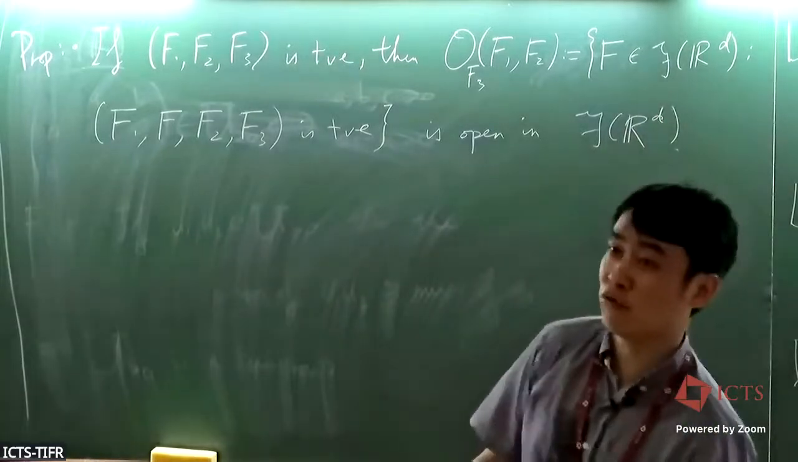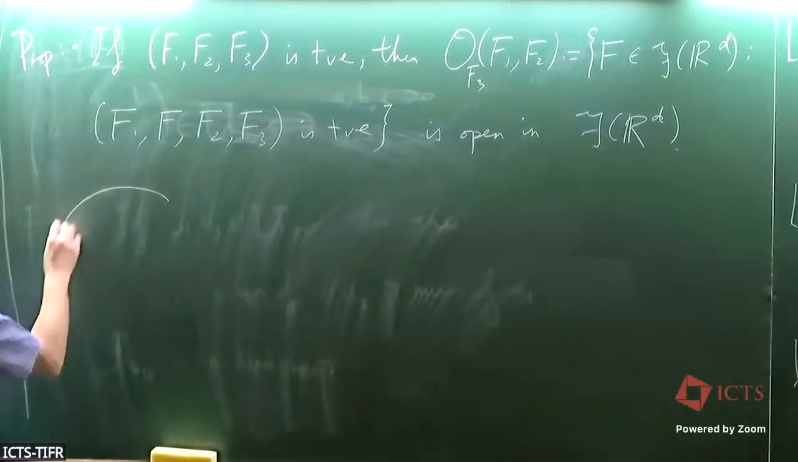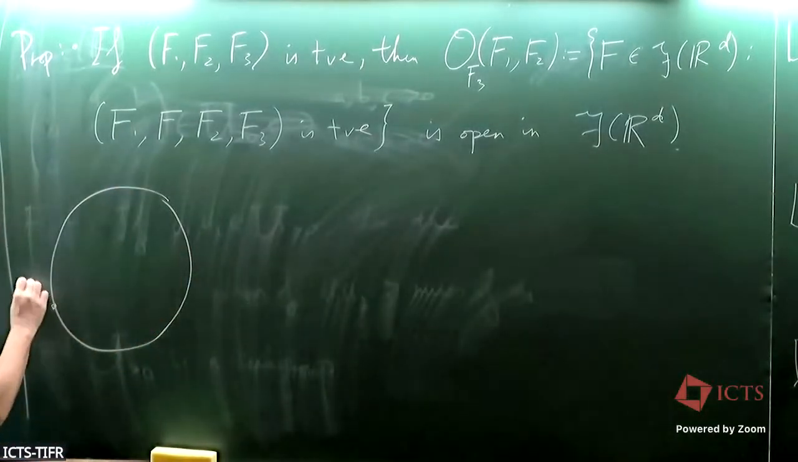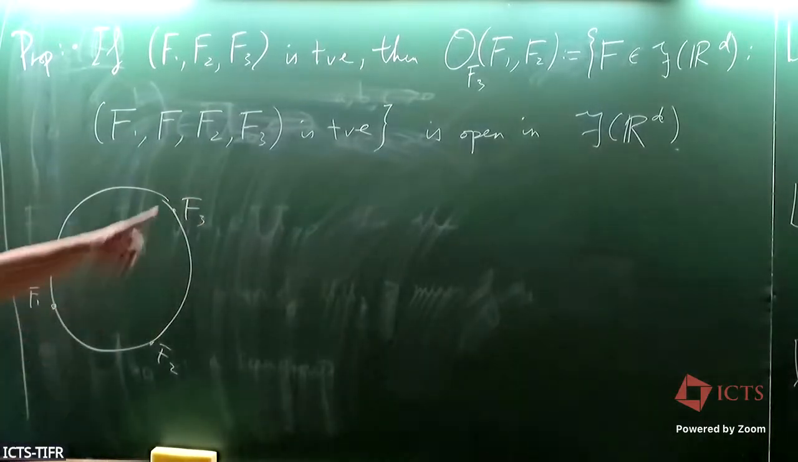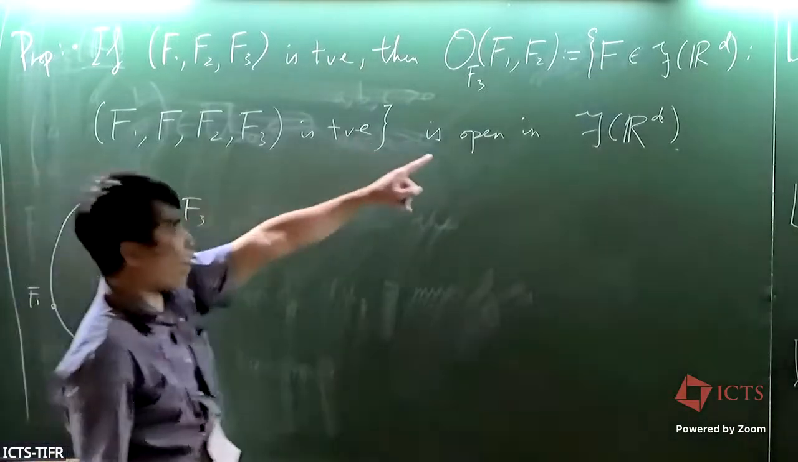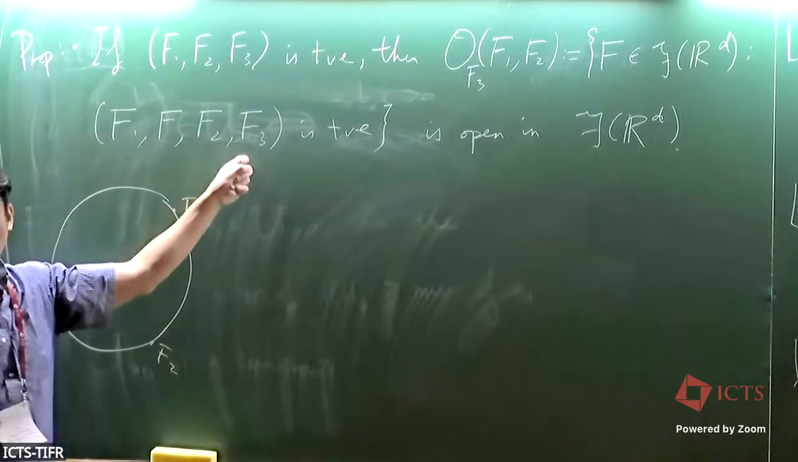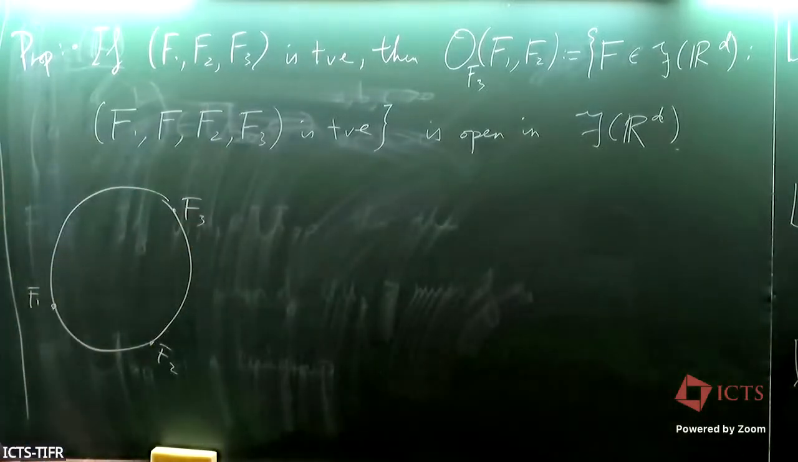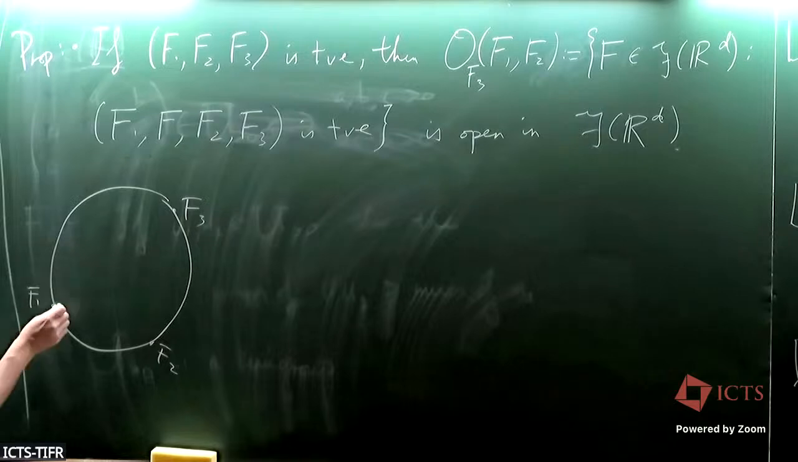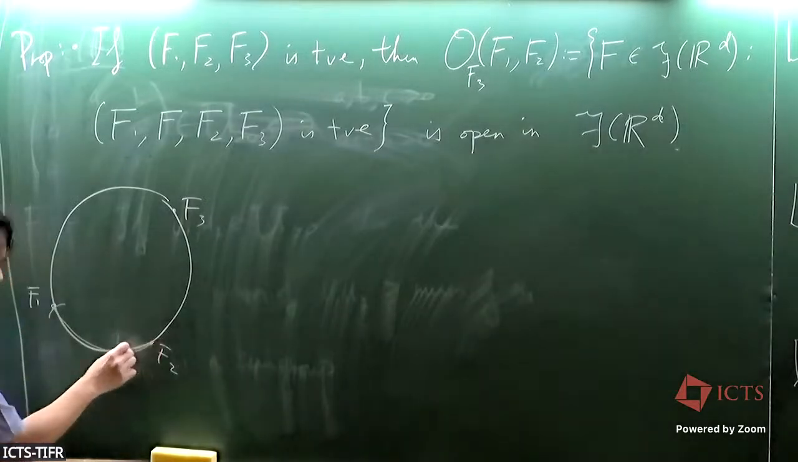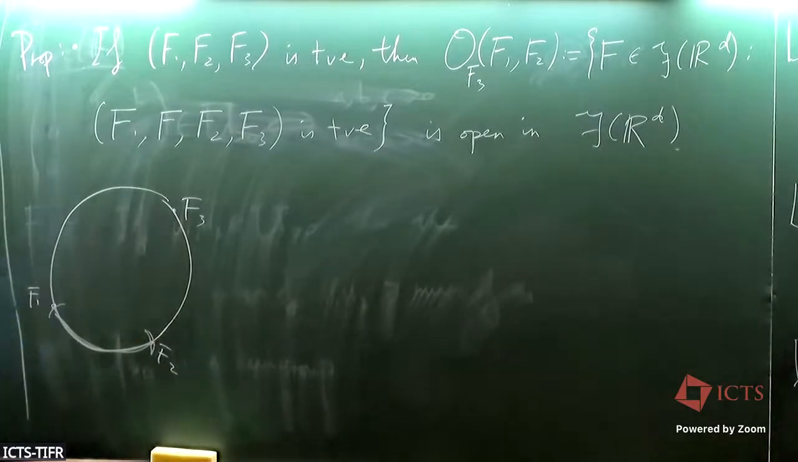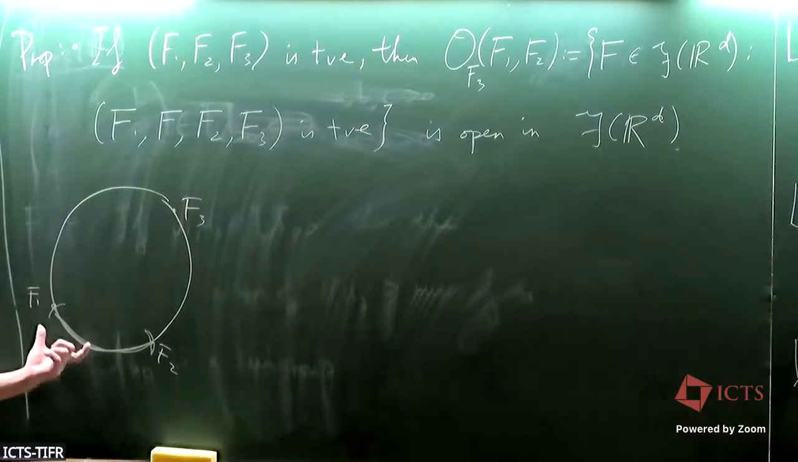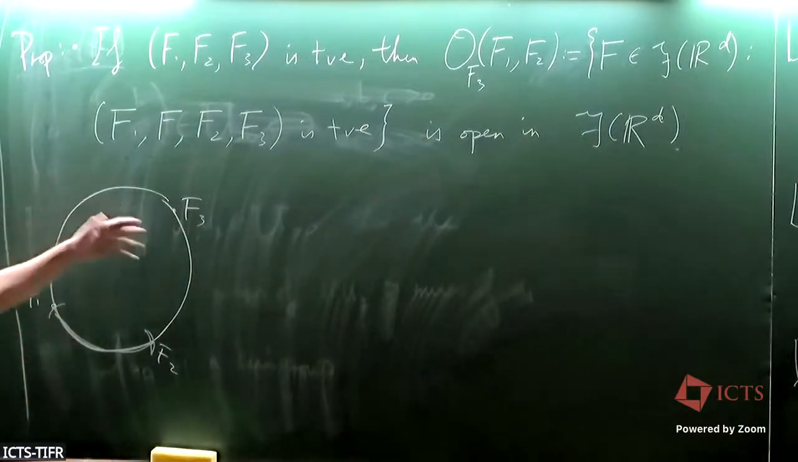Okay, so in PSL2R, what is this saying? In PSL2R, I have RP1, I have three flags, F1, F2, and F3. Then O of F1, F2, F3 is the set of flags F so that F1, F, F2, F3 are positive. So in the PSL2R case, I'm looking at this collection of points. This interval here is the collection of flags where F1, F, F2, F3 is positive, and this is an open set in RP1. So the claim is that in general, this gives you an open set in FRD.